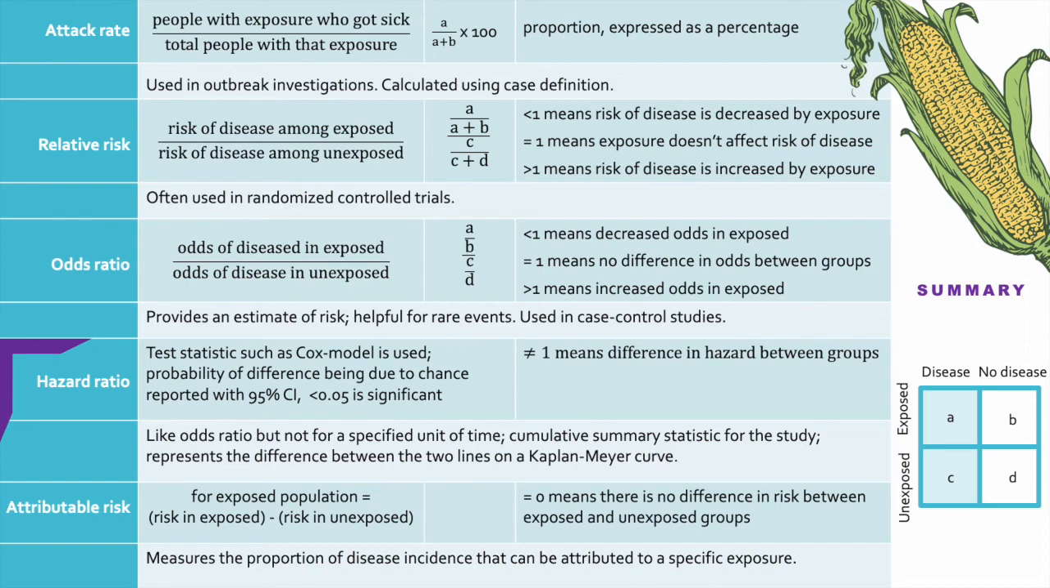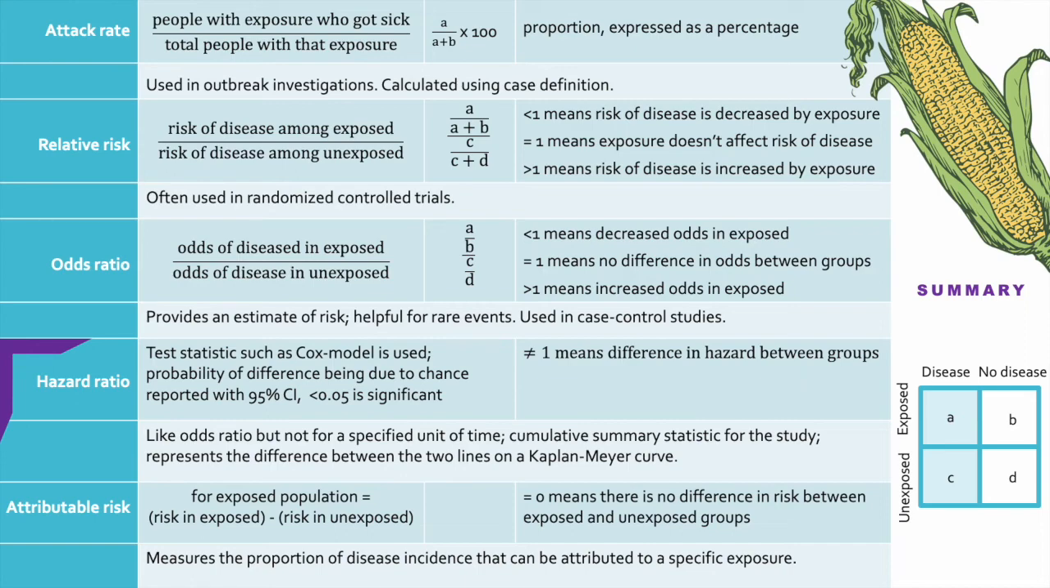If the hazard ratio is not equal to 1, that means there's a difference in hazard between the groups. But it's not directional, so it doesn't tell you whether the factor increases or decreases the hazard. Hazard ratio is similar to odds ratio, but it's not for a specified unit of time. It's a cumulative summary statistic for the whole study.